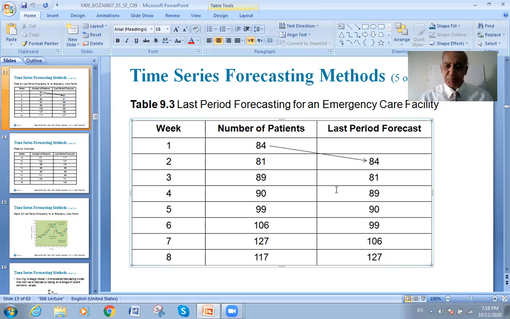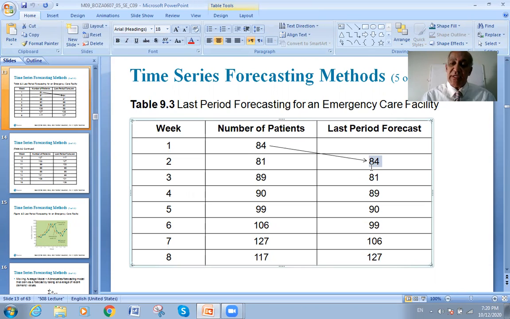Again, let's say in a hospital, there are 84 patients this week. Then I believe that the next week, the end of the first week, 84, then the start of the next week will be 84. So that's why we say time series forecast.